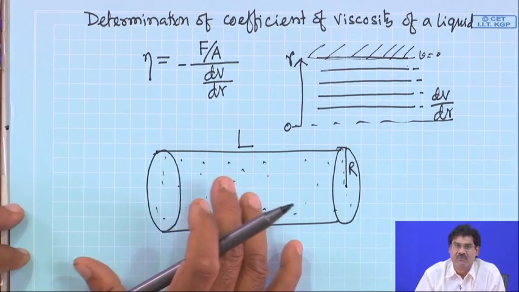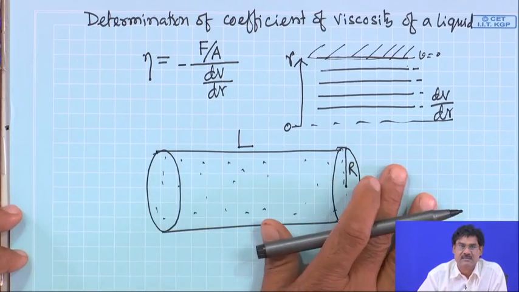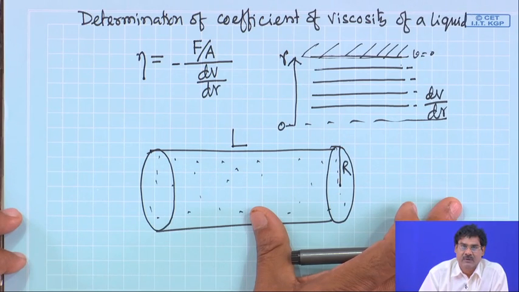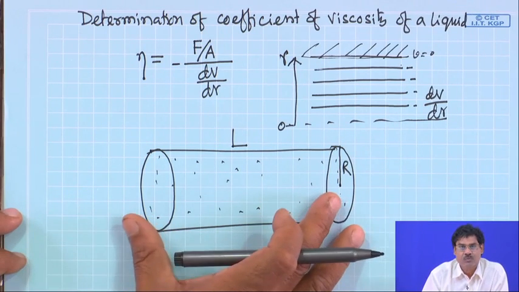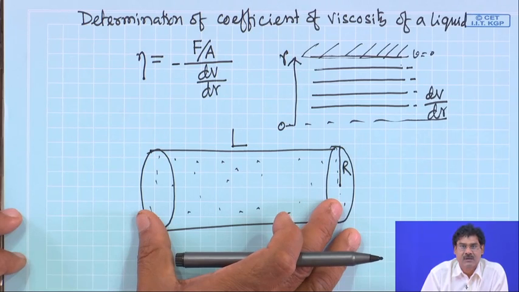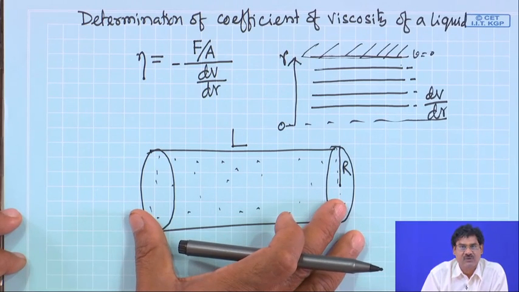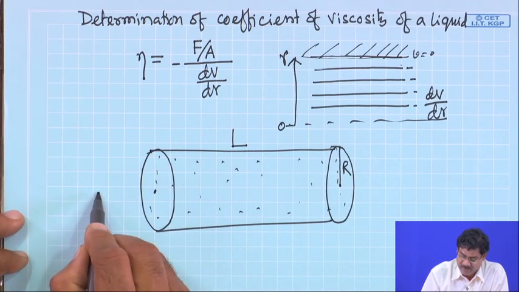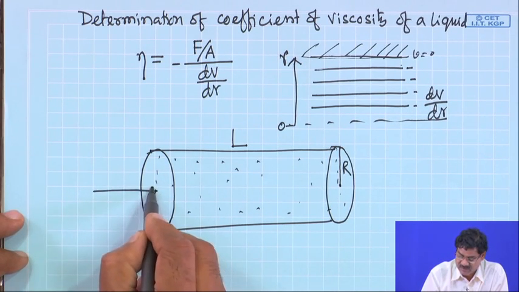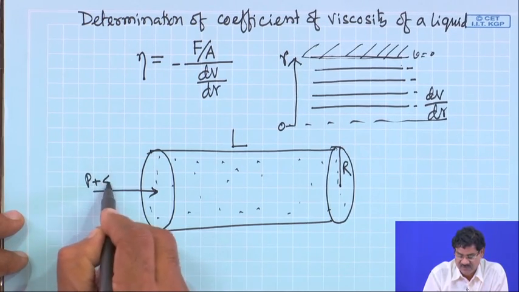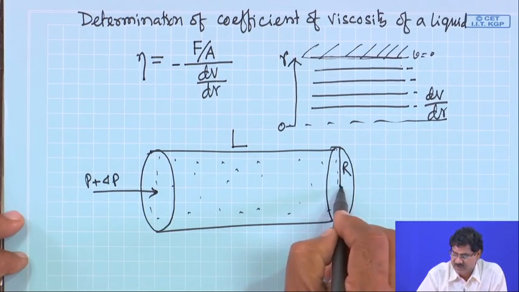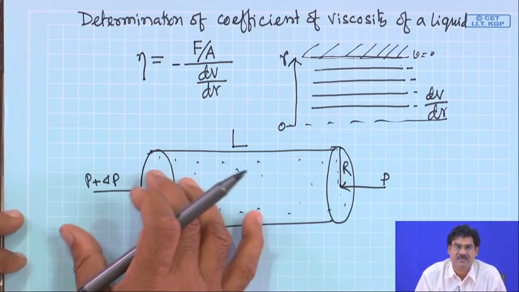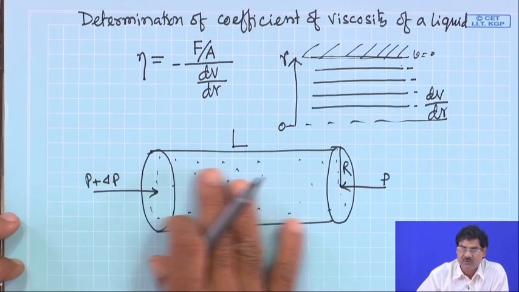Now, liquid will not flow automatically, right? If it is perfectly horizontal, liquid will not flow automatically. There should be a pressure difference between these two faces. Okay. So, you have to apply a pressure difference. So, here say pressure is P plus del P, and here the pressure is say P. So, the pressure difference is del P. Because of this pressure difference del P, liquid will flow.